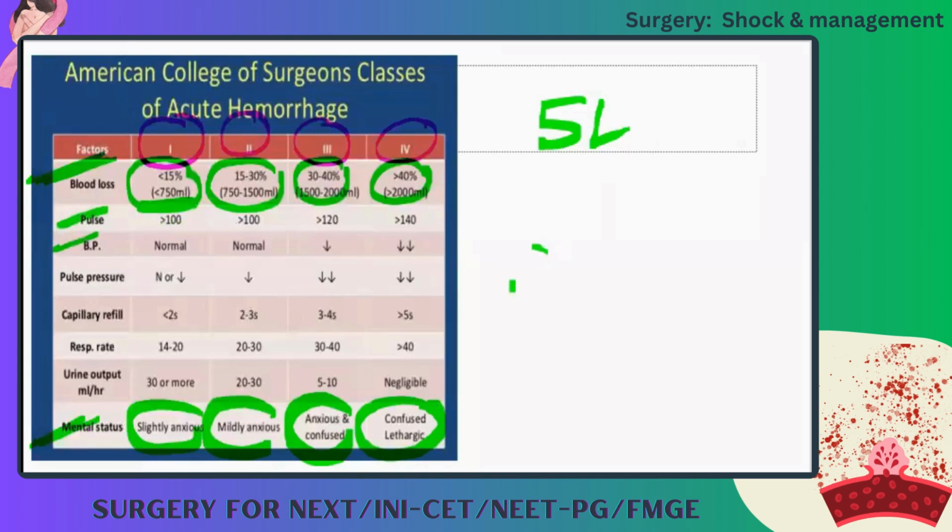And look for the BP and pulse. The pulse is tachycardia, more than 100. In class 2 also it is more than 100.